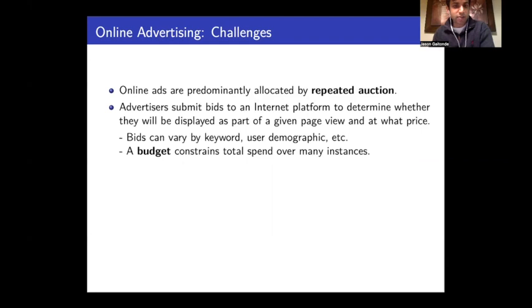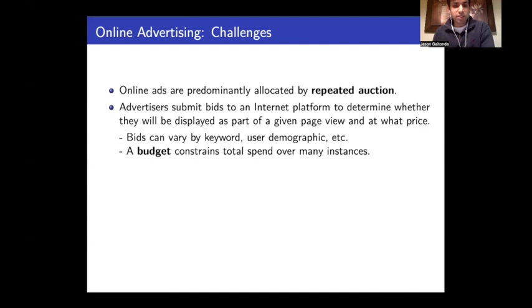What advertisers do is submit bids to this internet platform to determine whether they will actually be displayed as part of this view. These bids also determine what prices they have to pay to show their advertisement. Note that these bids can vary by keyword, and by the users being shown the ads, in particular what sort of features they have. So different searches will have different values to the advertisements.